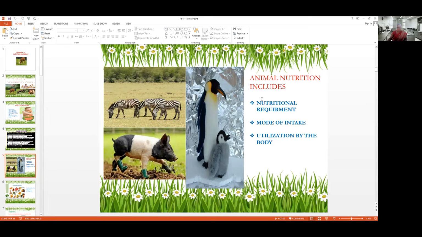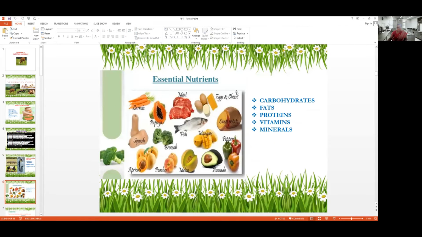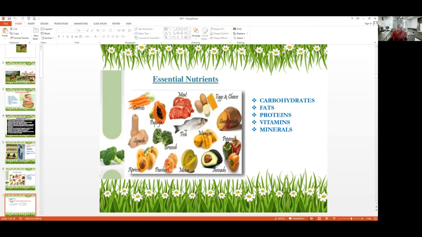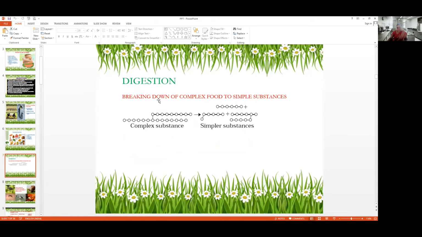So now we are going to see about nutrition in animals. What does animal nutrition include? Basically, nutritional requirement, mode of intake and utilization by our body. Okay. So next slide. What are the essential nutrients? This also we have learned in sixth standard: carbohydrates, fats, proteins, vitamins, and minerals. So in this lesson, we are going to see how these food materials are broken down into a simpler form and how they are converted into energy. Okay. So next, coming to digestion, breaking down of complex food into simpler substances is called digestion.